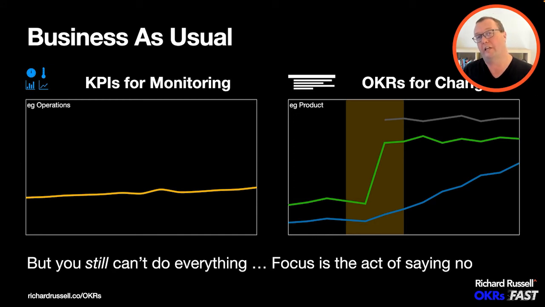We have objectives and key results. So I recommend having a small number of objectives, like 5 or 3 or 1 objective with a few key results for each one, because that's a simple message people can understand.